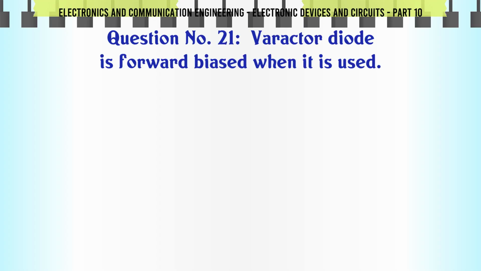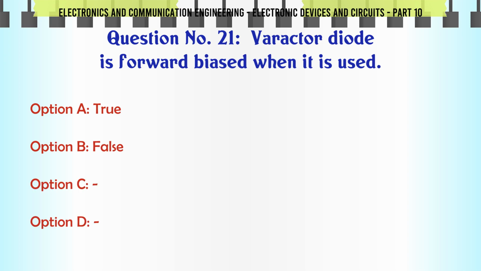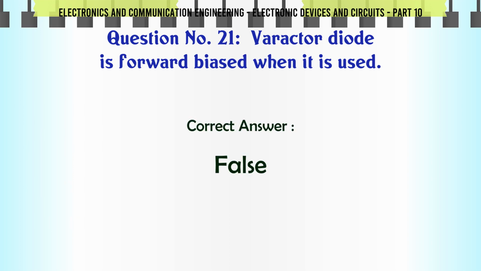Varactor diode is forward biased when it is used. A. True. B. False. C. D. The correct answer is false.